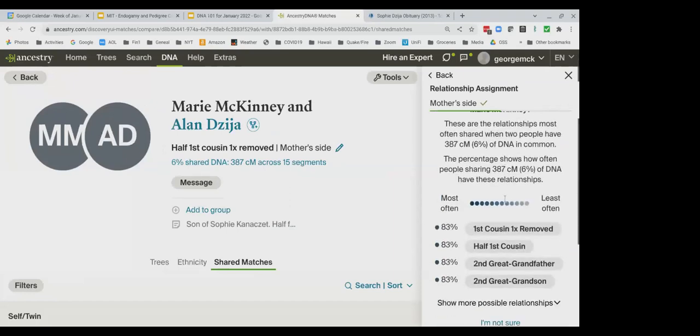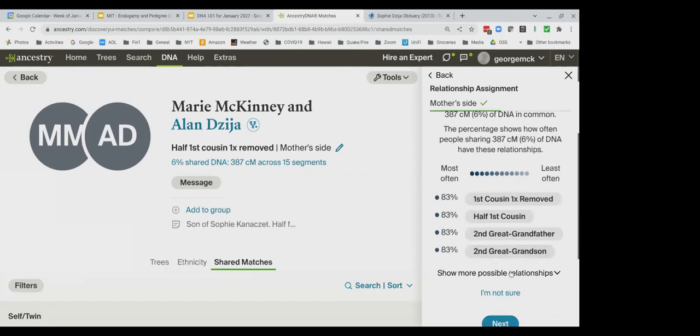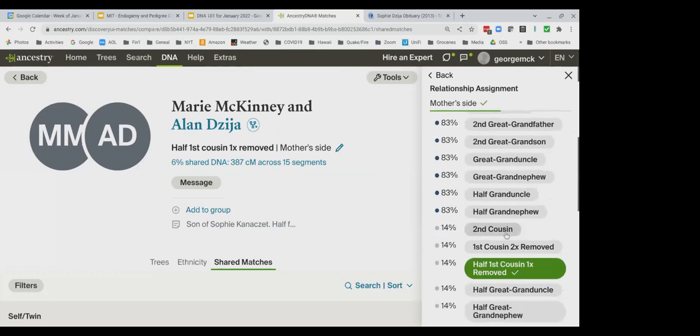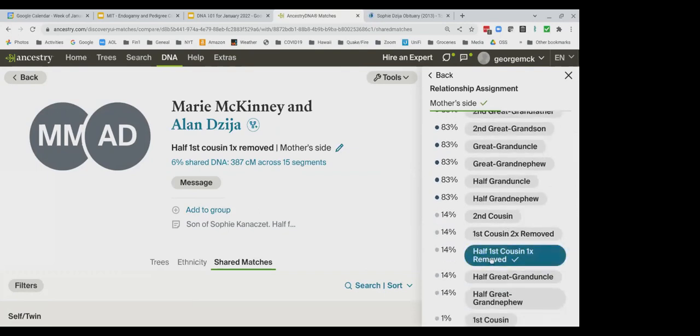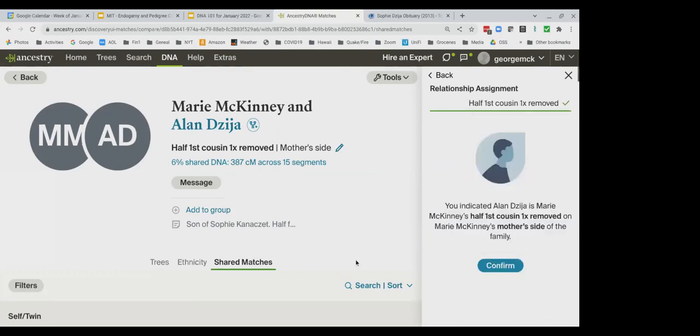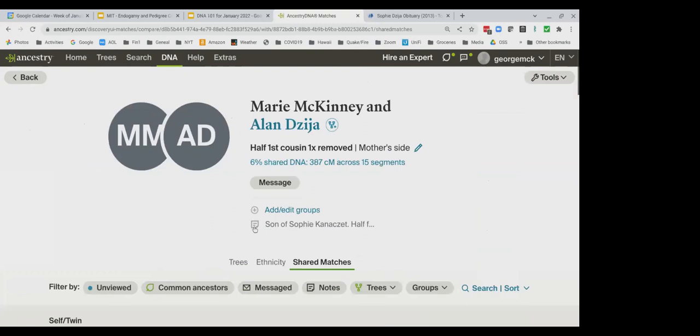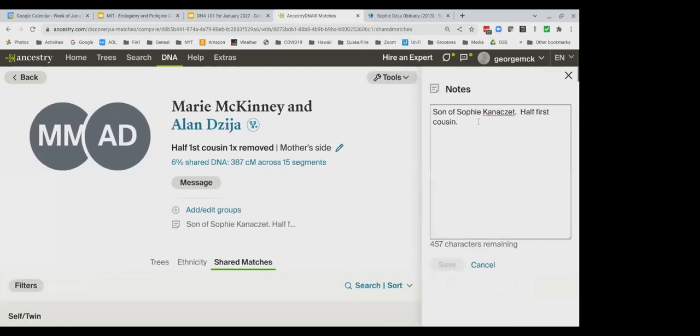And now it says, here are various things he could be. And there, sure enough, is half first cousin. But that's not what he is. Alan's actually a half first cousin once removed. And I confirmed that, and now I have it. And I added the note: son of Sophie, half first cousin, once removed.